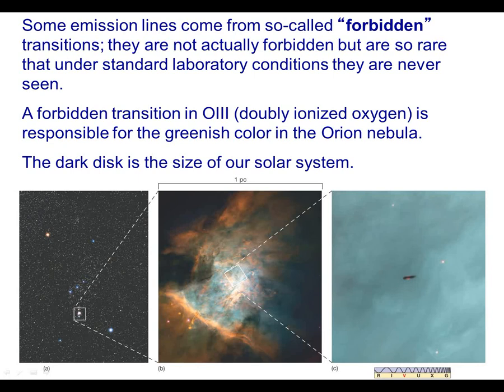And so these oxygen lines that you're seeing, or emissions that you're seeing, are sometimes referred to as forbidden, but they're not actually forbidden, they're just rare. We can't really produce them in a lab very often, but in an emission nebula, you can see this greenish color due to a doubly ionized oxygen ion that is emitting in this hue.